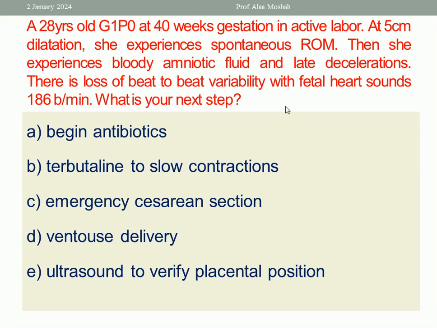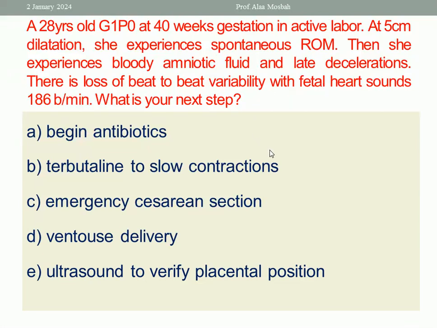This is an emergency situation. I have here rupture of membrane with bloody amniotic fluid. Late deceleration means fetal distress. And the bloody amniotic fluid may be placental separation, which is causing fetal distress. Late deceleration also denotes fetal distress, and the loss of beat-to-beat variability denotes the baby at rest. And there is placental insufficiency, could be due to placental separation or placental abruption.